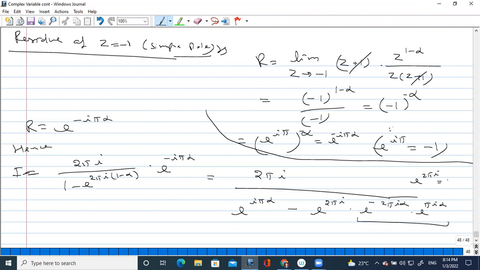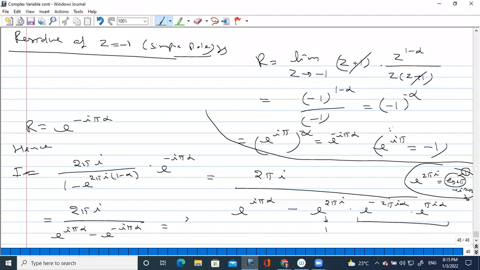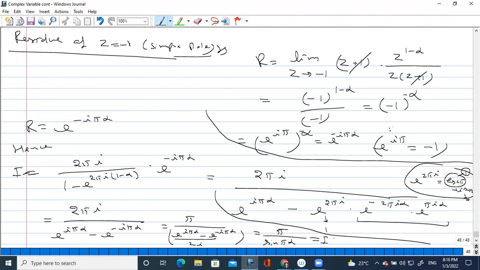e to the power 2 pi i is cos 2 pi plus i sin 2 pi. So i sin 2 pi is 0, cos 2 pi is 1. So the answer is 1 for that. So this value is 1, and these will be added. It will give you minus pi i alpha. So ultimately 2 pi i divided by e to the power i pi alpha minus e to the power minus i pi alpha. So 2i divided by 2i; that 2i I can take in the denominator here. So that will become pi divided by (e to the power i pi alpha minus e to the power minus i pi alpha) divided by 2i. This term is nothing but sine pi alpha. This will be pi upon sine pi alpha. So this is the value of the integral.